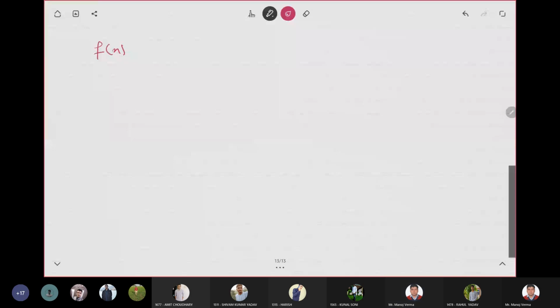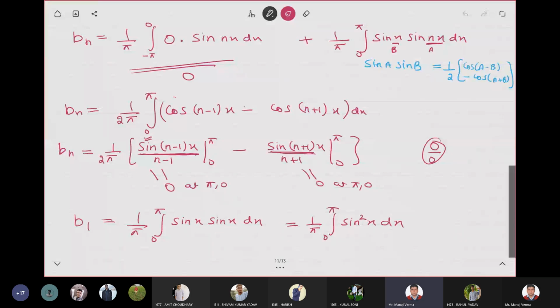And for the next n values, the whole bn is going to be 0. Is my screen okay? So this bn, you can see, if I insert n is equal to 1, the denominator of this first expression will go to infinity. That's why we have to calculate the value of b1 manually.